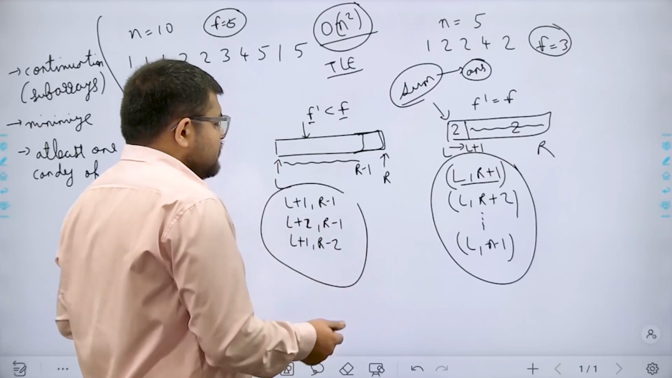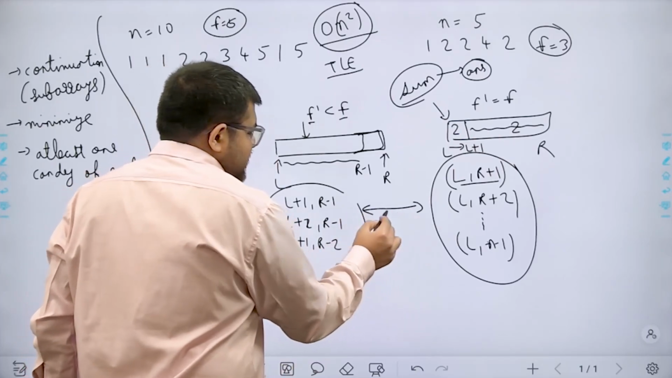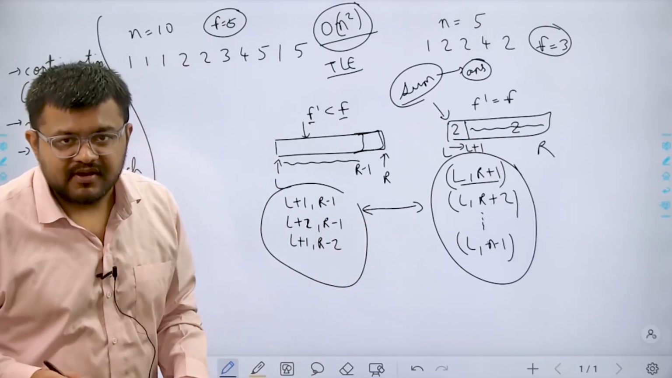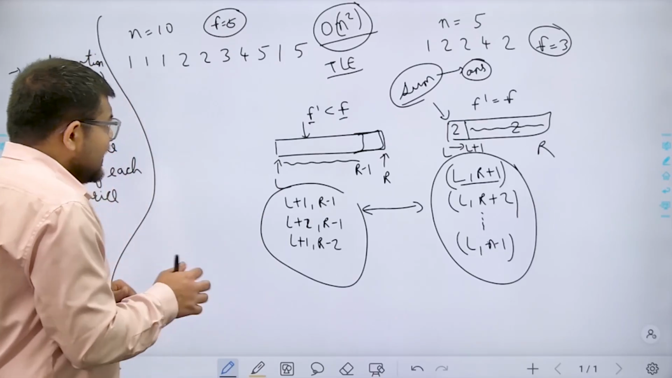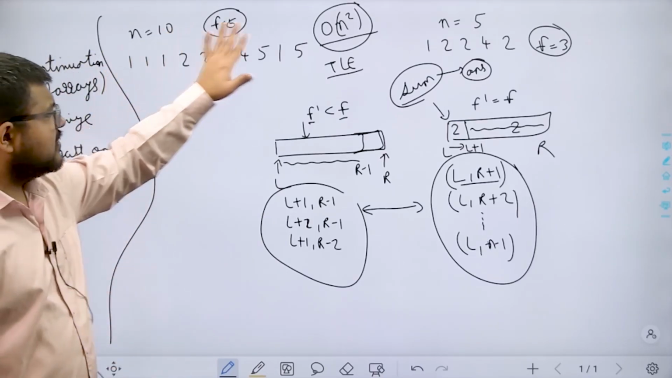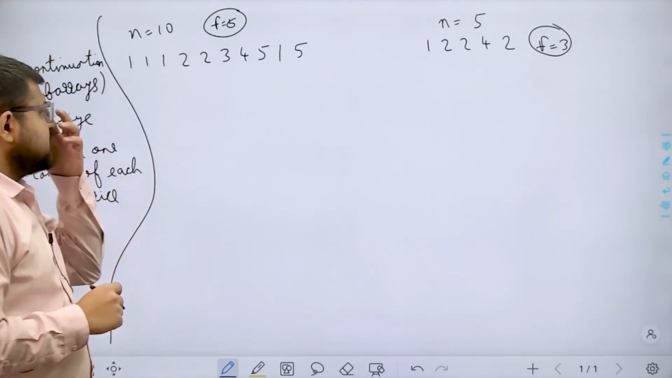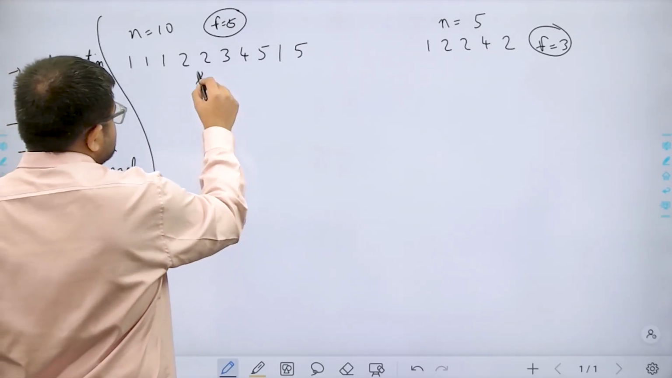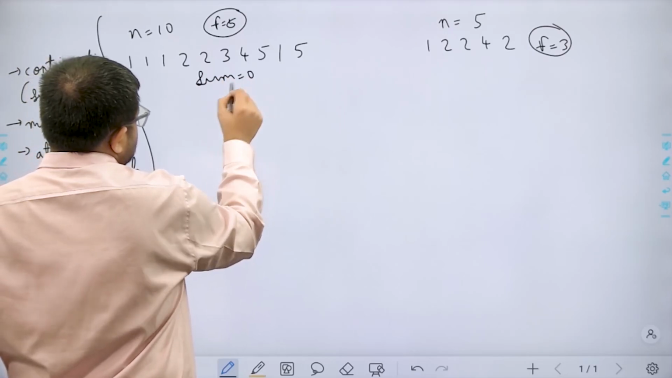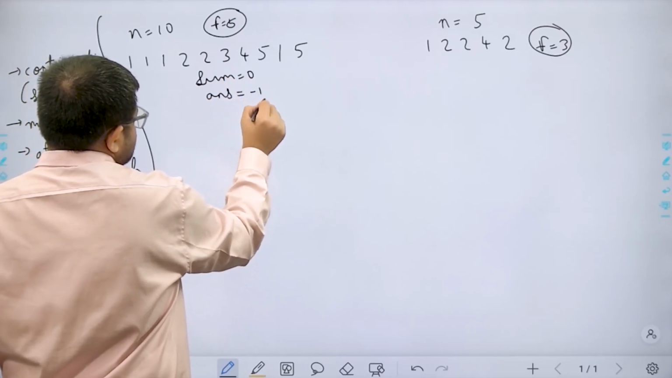So in this way, we will ignore a lot of sub-arrays and hence our time complexity will reduce. Now, let's try to dry run it on this example, and then we'll move on to the actual code. So now let's dry run it. First of all, let's say my sum variable is 0 and initially let's take my answer variable as -1.